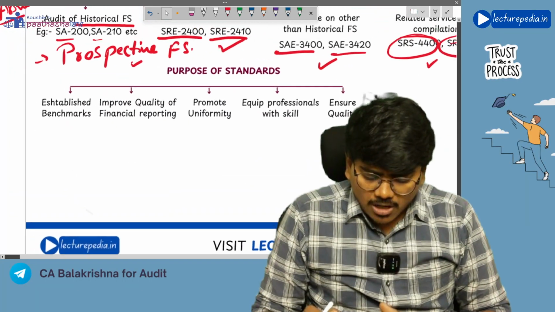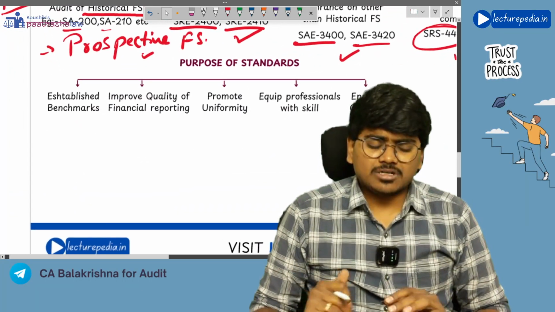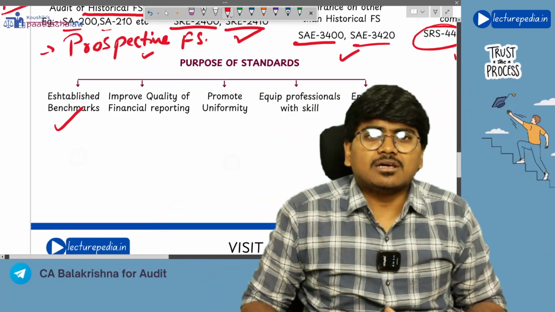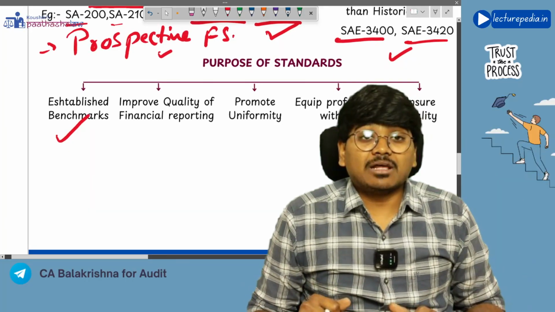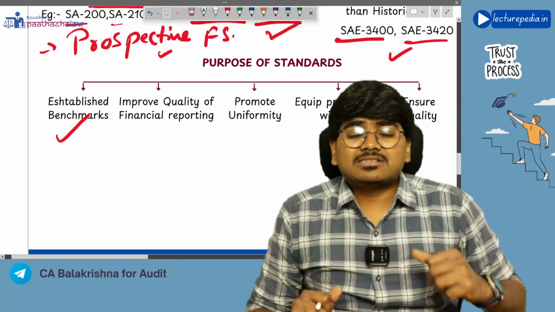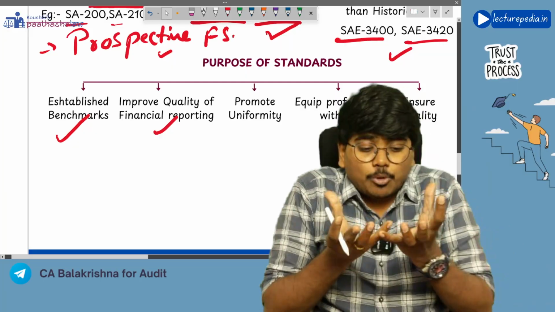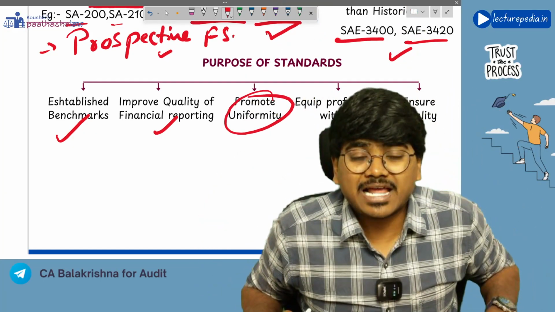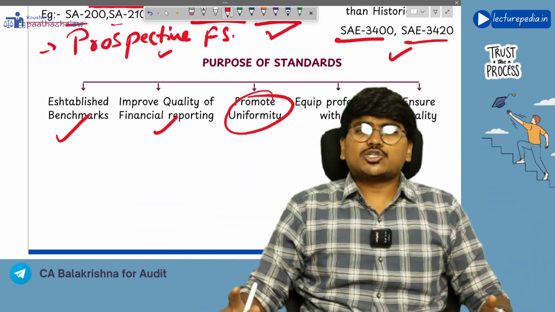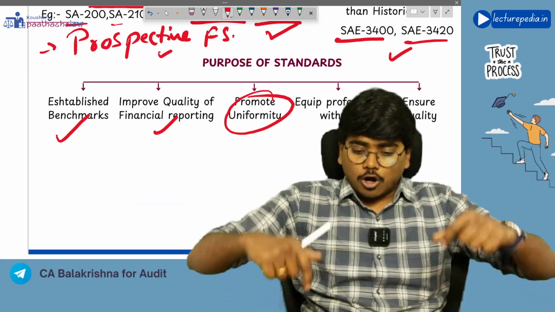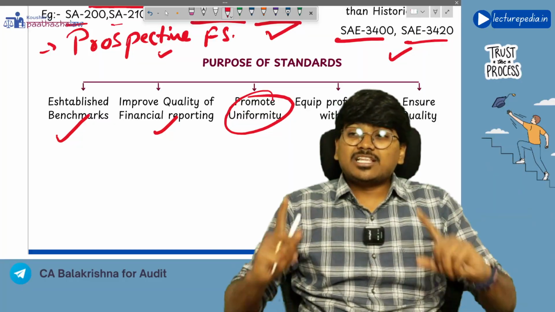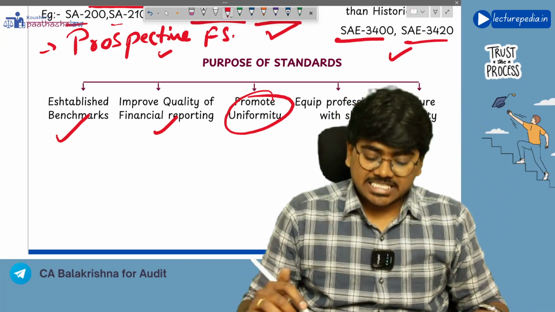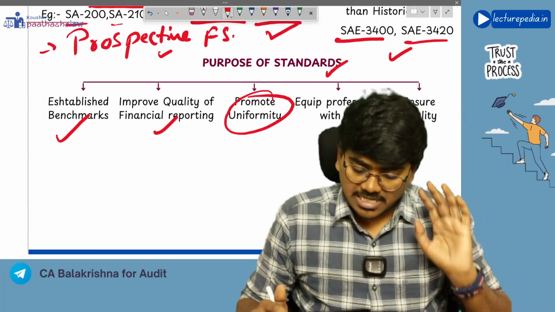Next, purpose of standards. What is the purpose of standards? First of all, the standards have been developed to establish accepted benchmarks. And by following the standards on auditing, the financial reporting quality will increase, and it will also promote uniformity. Whoever the auditor is that issues an audit report in India on financial statements of an Indian company, the format will be the same. So uniformity can be achieved with the help of standards on auditing.